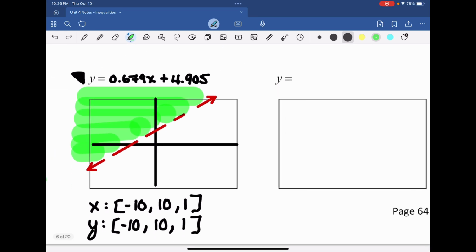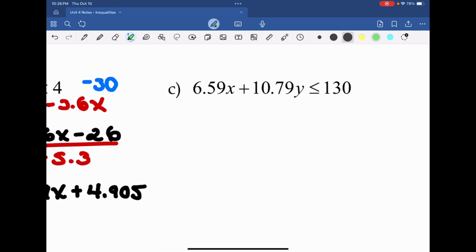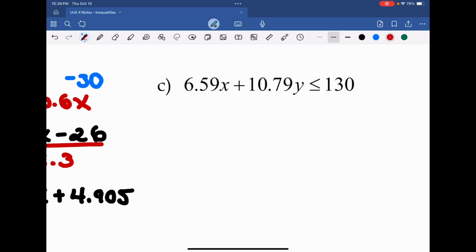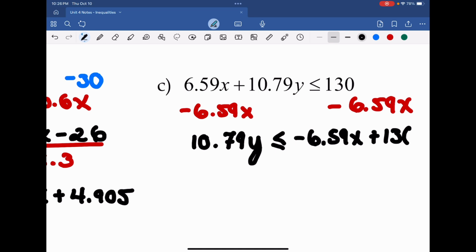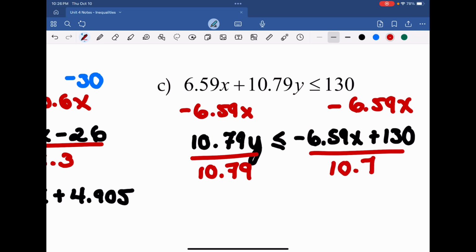Okay, now final example. We scroll up and we see another example with decimals, no problem at all. So what we're going to do is first of all subtract the 6.59x from both sides. If I subtract the 6.59x from both sides, then this is going to give us on the left-hand side 10.79y is less than or equal to, we keep the orientation as is. This is going to be negative 6.59x plus 130. I'm going to divide both sides by my 10.79.